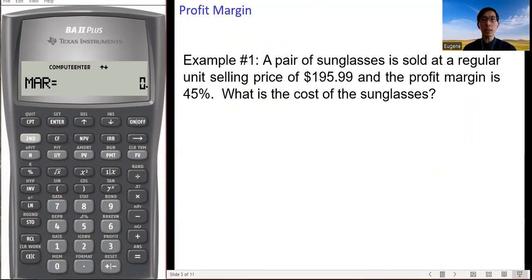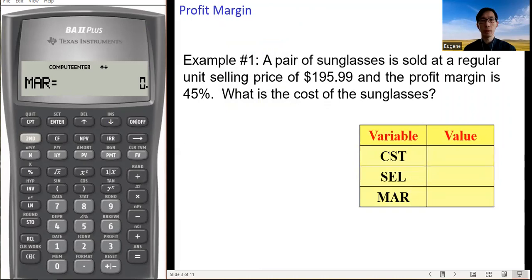A pair of sunglasses is sold at a regular unit selling price of $195.99, and the profit margin is 45%. What is the cost of the sunglasses? The variable CST corresponds to the cost. We need to compute it. And then the variable SEL is the selling price, $195.99. The variable MAR, the profit margin, is 45%.